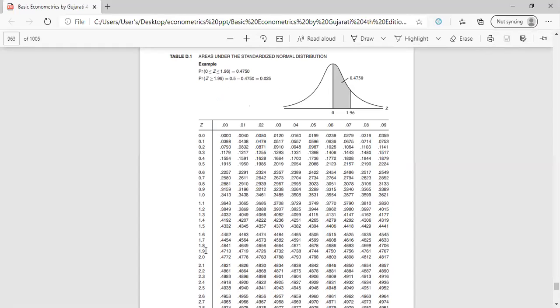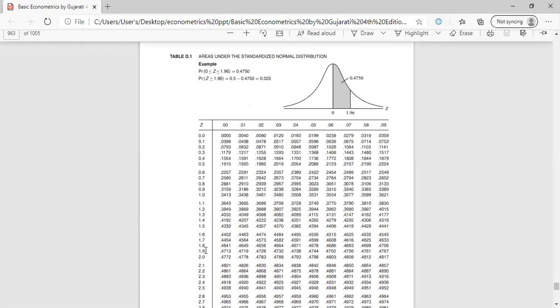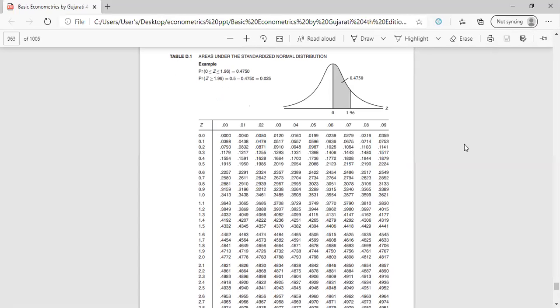What is your question? Then why did you get that 0.6? Actually, my question was where did you get that 0.6? So what are we doing here? We are looking at this 1.96, okay? 0 to 1.96. How do you find 1.96?